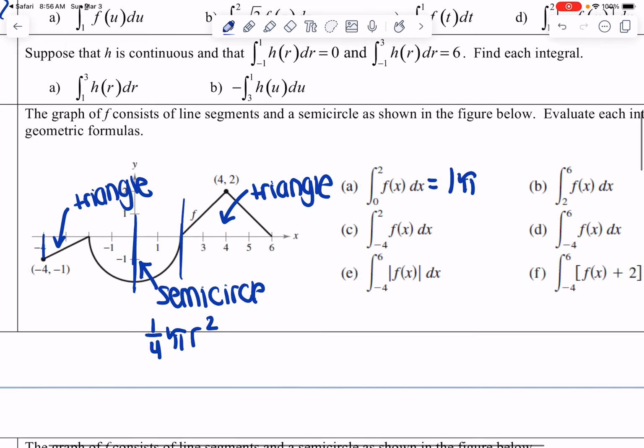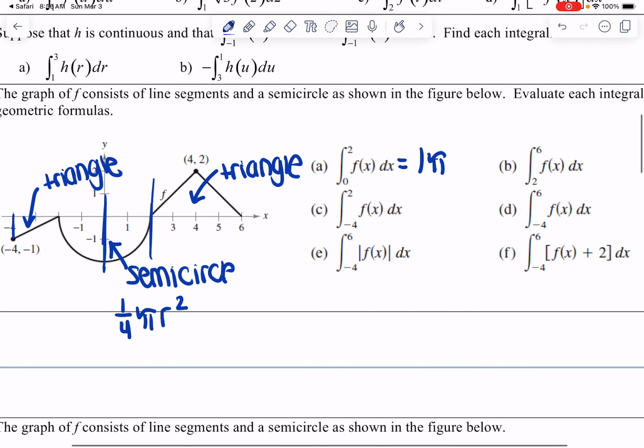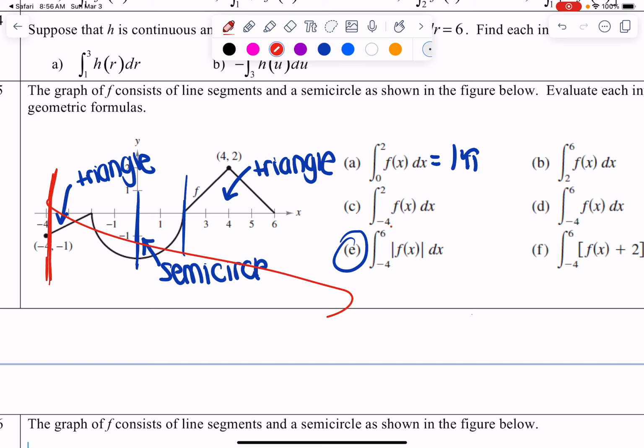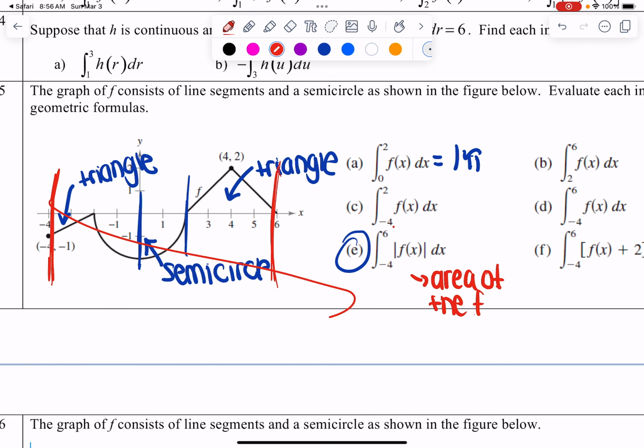I would try one where we have certain values added, so I would try e. Okay, e says from -4 to 6. Well, that's the entire part, all the way from here to there. So we would need to figure out the area of the full graph. Notice how I would point out to my students that it has an absolute value. That means you're not taking negative areas. So that's another point I would make.